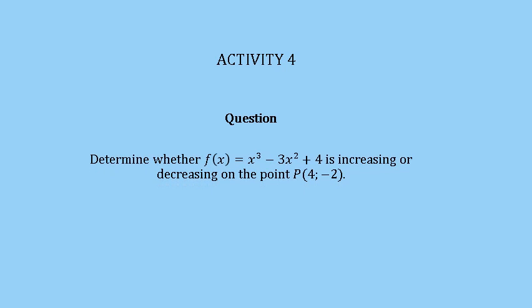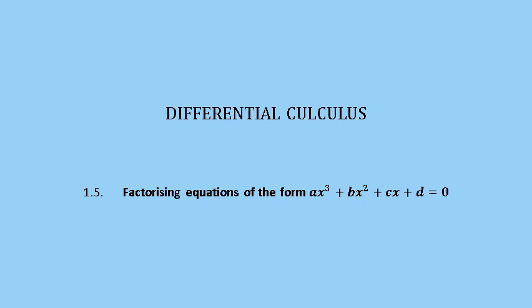In the previous lesson, there was an activity, and then this was the question, and then here is the answer. The chapter is still differential calculus, and in today's lesson we are going to factorize the equation of the form ax cubed plus bx squared plus cx plus d equals 0.